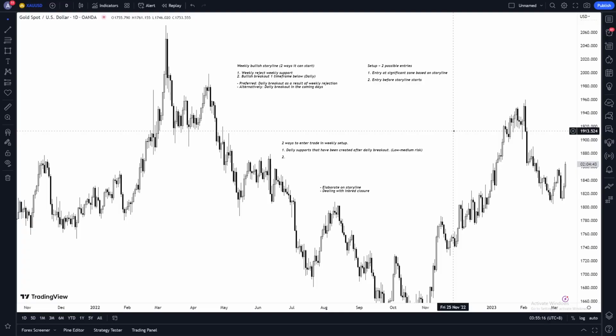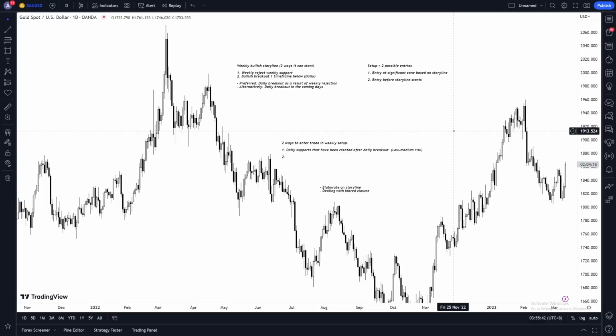Okay, setup. Entry at significant zone based on storyline means what? Weekly bullish storyline has already been confirmed. Okay, weekly bullish storyline has already been confirmed. So where are your entry points going to be at? What's the significant zone? Daily, correct? So you'll be looking at your dailies. That's the first way.